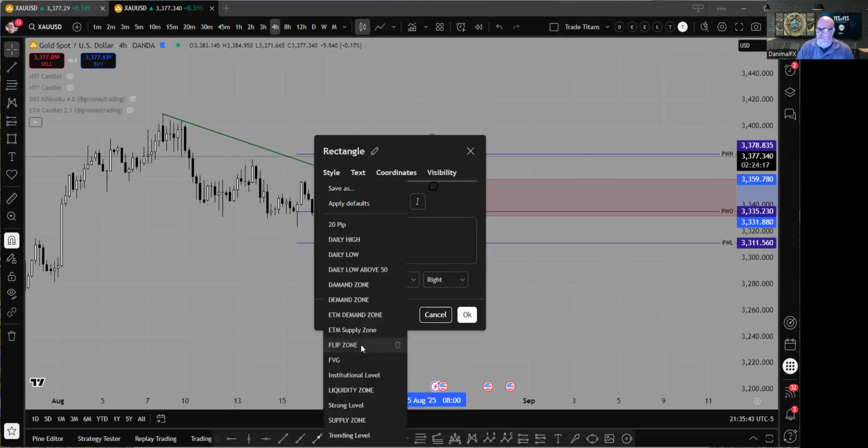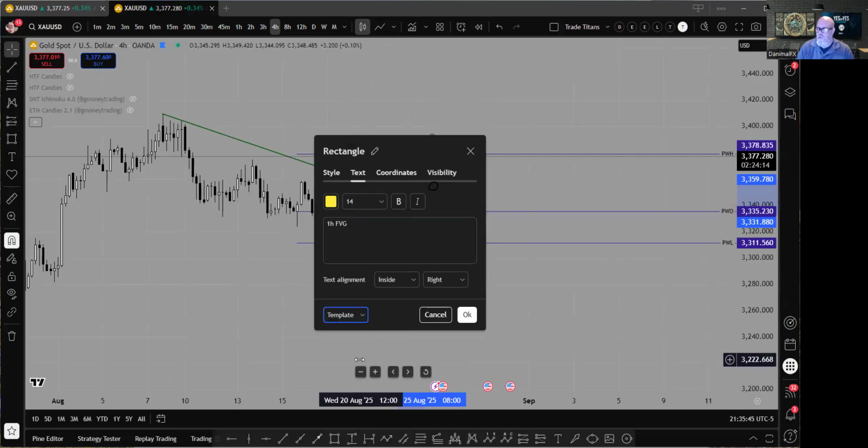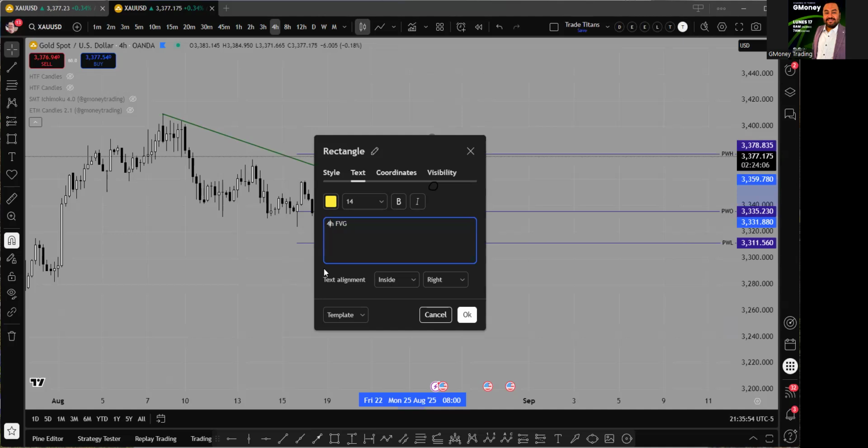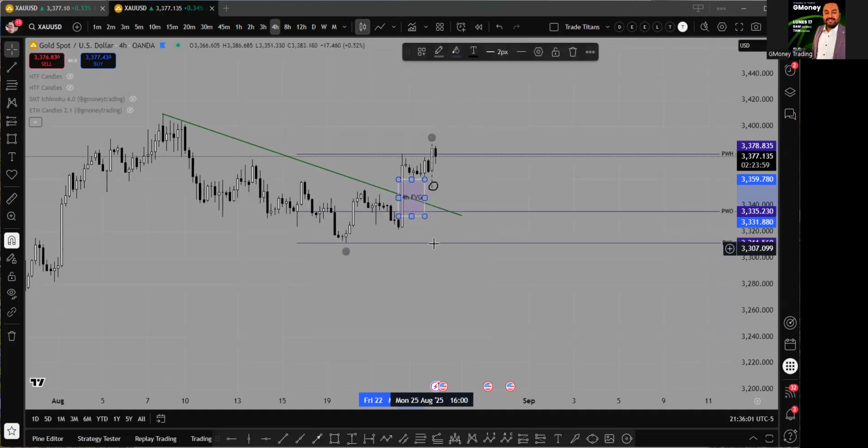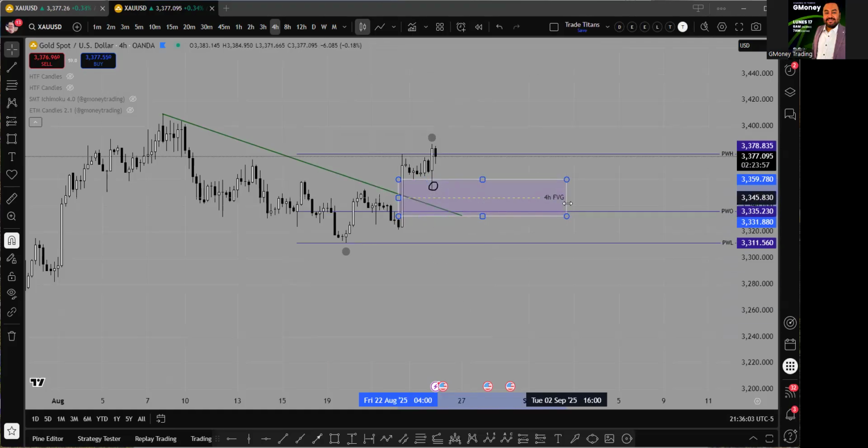And my fair value gaps, I do pay attention to them once in a while. Shoot, I paid attention to it on Friday, Dan, and that's the reason why the price pumped up very, very high. All those fair value gaps are important. They're like an ETM candle, very, very similar.